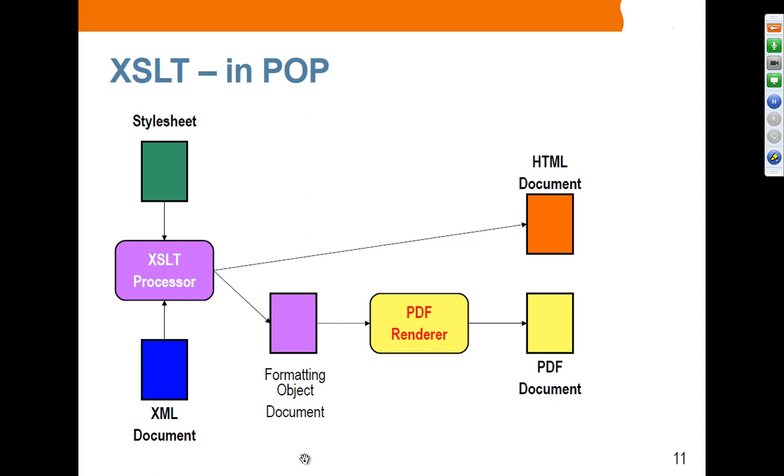So this is how XSLT is done in the POP case. We have an XML document that just contains the data. Then we have a style sheet, and we process this XML document according to the style sheet instructions, and then we generate an HTML document. For XSL Formatting Objects, we could generate a PDF document or an Excel document and things like that.